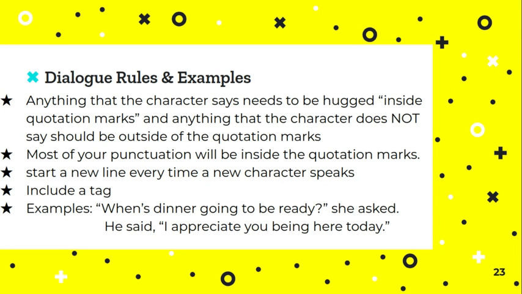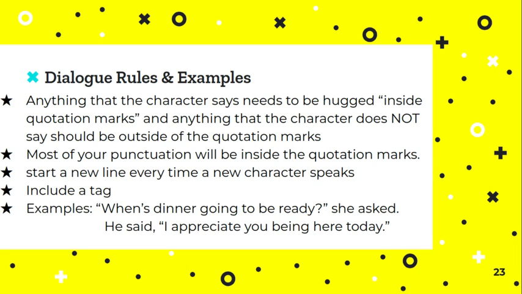These are less suggestions. These are more actual rules for formatting your dialogue. It's always going to be identified by particular punctuation. Anything that the character says needs to be hugged inside quotation marks. And these are your quotation marks here. Anything that the character does not say should be outside of the quotation marks. It is really as simple as that. Most of your punctuation will also be inside the quotation marks, including your commas, possibly your periods. You should also start a new line each time a new character speaks, just like in Meat.